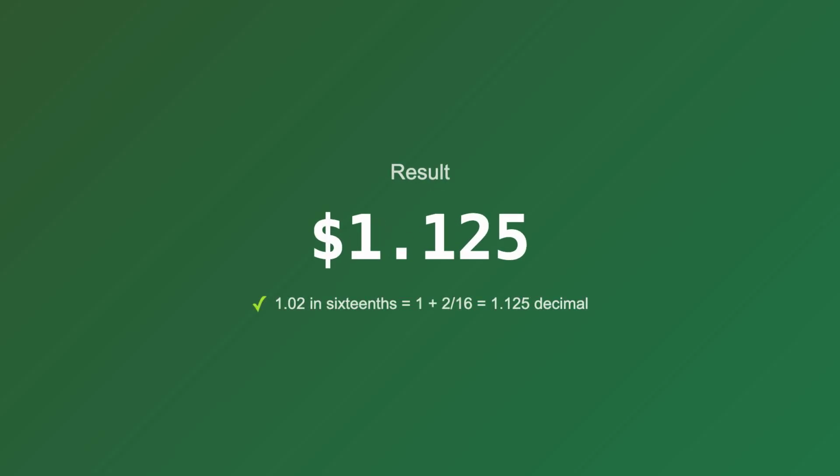The DOLLARDE function returns 1.125 for our first example. This converts the fractional price of 1 and 2 sixteenths into the decimal value $1.125.